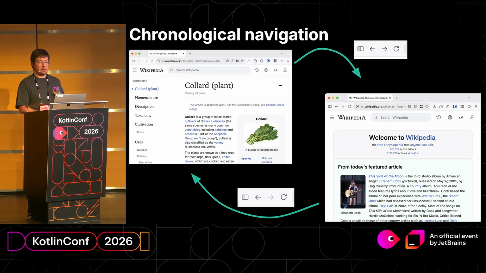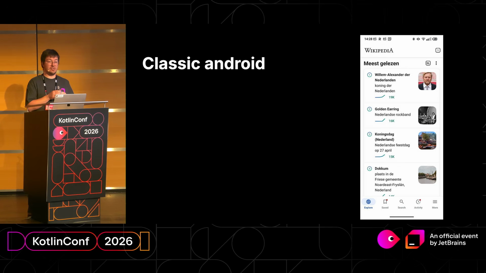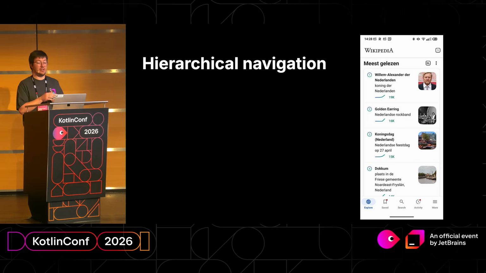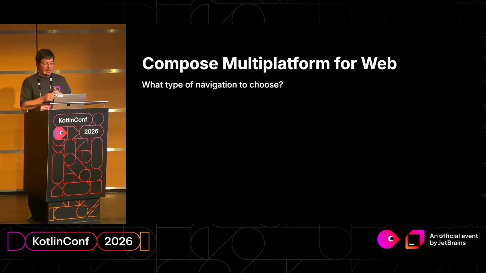But how does it work in regular mobile applications, like, for example, classic Android? If I stay on the main screen of my application and I click on the back button, I expect that I will return to the launcher screen, right? No one expects that I will go to the previous article in Wikipedia. And we call it hierarchical navigation because it depends on the business logic of your application, on the hierarchy of your screens. What should we choose for Compose for web?